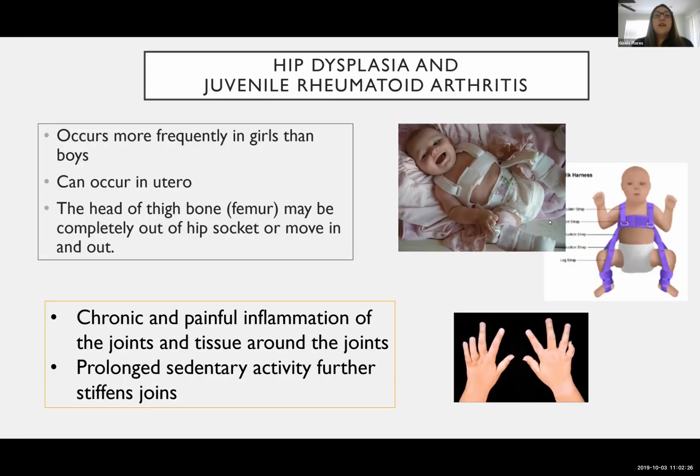So there's also hip dysplasia and juvenile rheumatoid arthritis. So hip dysplasia usually occurs in utero. So as the child is developing, either there's not enough space in the womb, or maybe there was some injury. And so what happens is the femur is not fully in the hip bone, and so the legs are turned out.